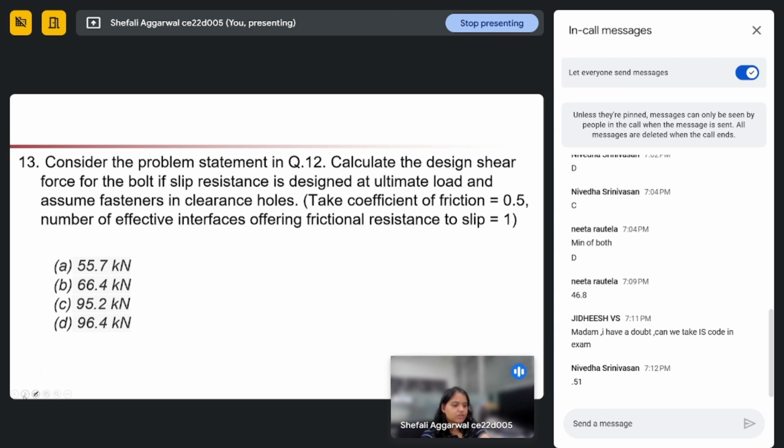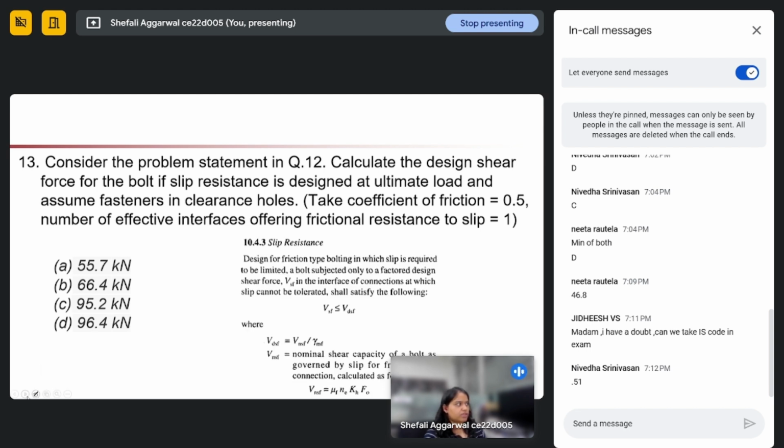So this is the last question for today. Consider the problem stated in question 12 where we have calculated our proof stress. Calculate the design shear force for the bolt if slip resistance is designed at ultimate load and assume fastness and clearance hole. Take coefficient of friction as 0.5. Number of effective interface of frictional resistance is 1. So in case of slip resistance, how we are calculating our design force, Vnsf divided by gamma mf. Again, gamma mf will be our partial safety factor, which will be defined as 1.25.